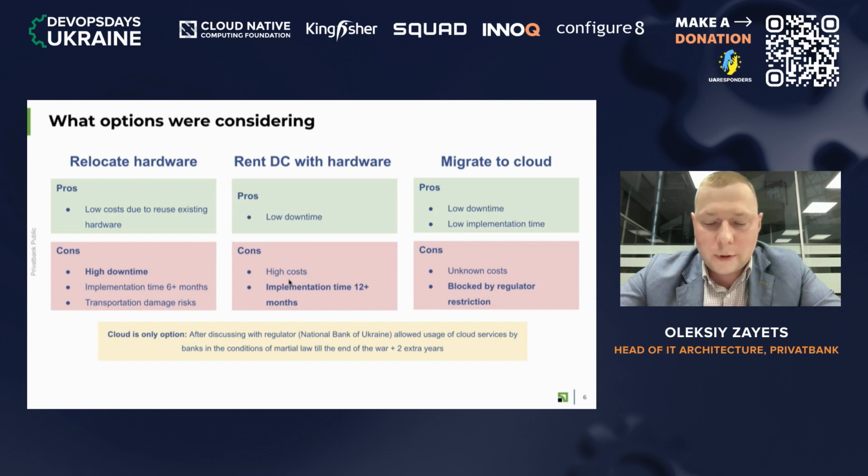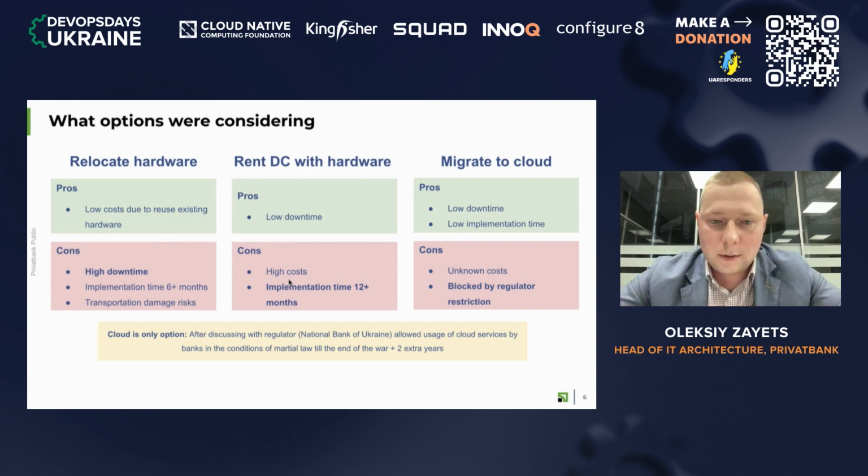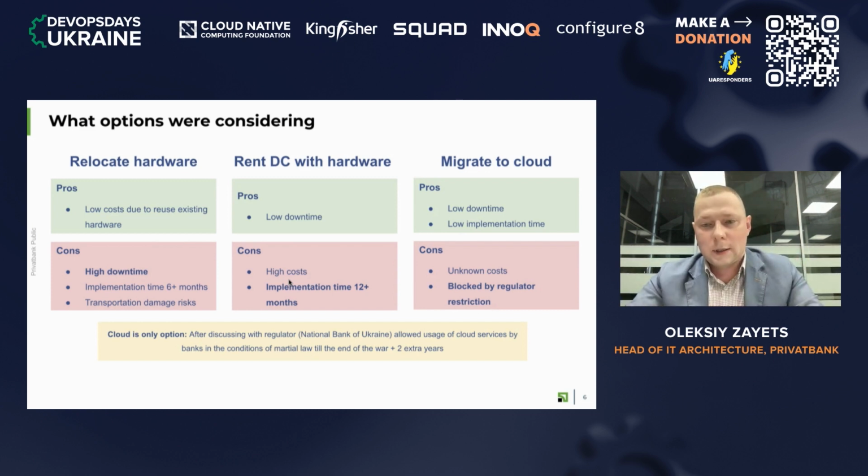The main blocker was a national regulation from the National Bank of Ukraine, which didn't allow the use of external data centers or external IT infrastructure to collect, process and store our client and financial data. That's why we started negotiations with the National Bank of Ukraine. And finally, at the beginning of March, we got permission, as did other banks in Ukraine, to use foreign IT infrastructure during martial law until the end of the war, plus 2 years ahead.